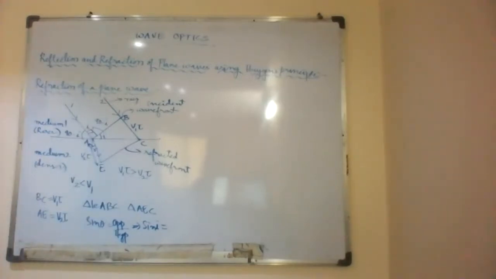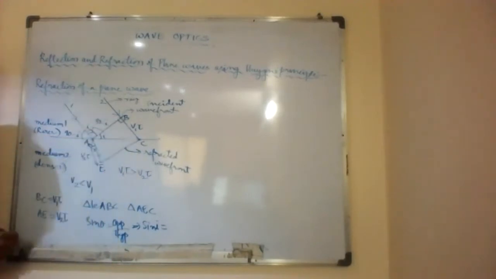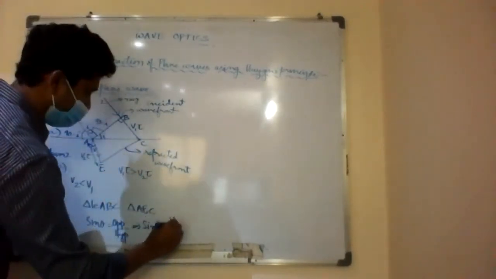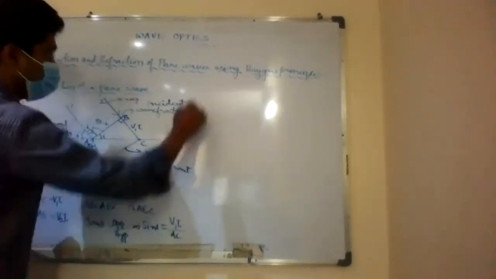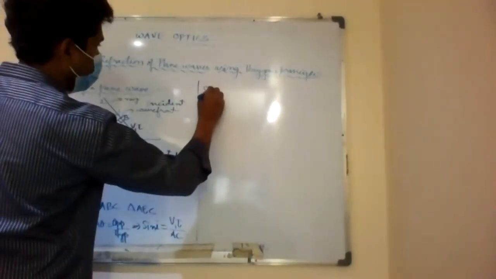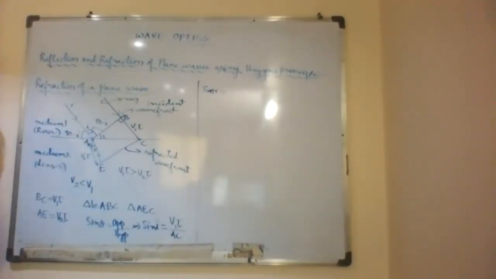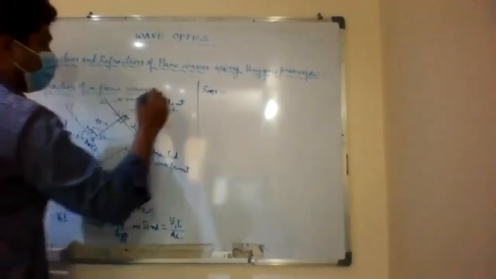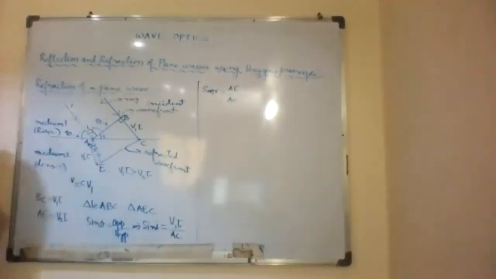Understood now? So sin I is equal to opposite side by hypotenuse. This is 90 degrees, so the opposite side is V1 tau divided by the hypotenuse AC. Clear? Now after that we have sin R. Sin R is equal to AE by AC.